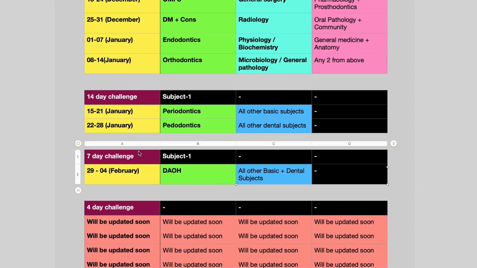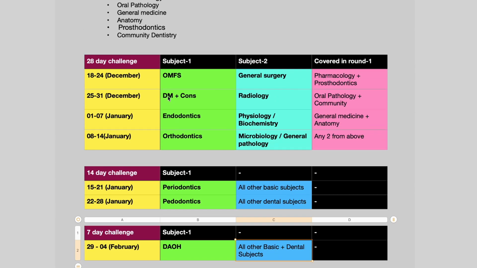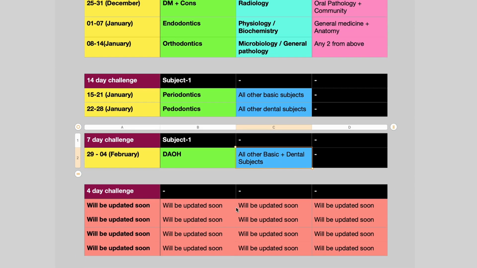Now the round 4, isn't it? Round 4, the 7-day challenge. Within 7 days we are going to finish. Again, dental anatomy and histology is a subject which was taken a little late, but it's a very small subject. We can easily finish it off, no worries. We have done it for AIMS very quickly, so we can do it again. Now in this week, we are doing DOH plus all other basic subjects combined. So by this way, your 20 subjects are done.